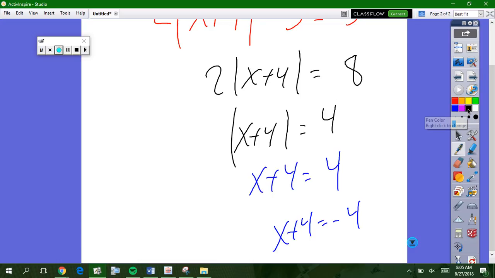Okay, really quickly, subtract the 4, so x is 0. Did you see that? Subtract the 4. Subtract the 4 here, what do we get? -8. Okay. Any questions on those? Pretty simple, right? Not too shabby.